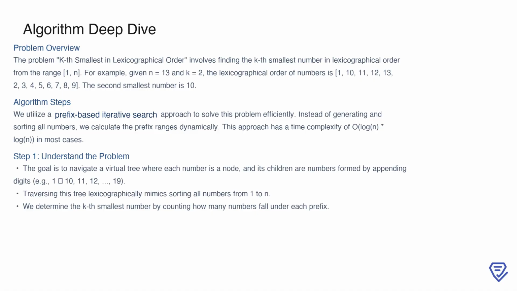The problem we're tackling is to find the kth smallest number in lexicographical order within the range from 1 to n. For example, if n is 13 and k is 2, the numbers in lexicographical order are organized as 1, 10, 11, 12, 13, 2, 3, 4, 5, 6, 7, 8, 9. Here, the second smallest number is 10.